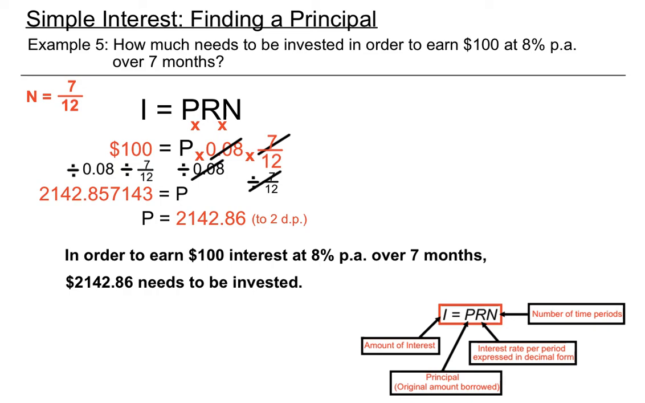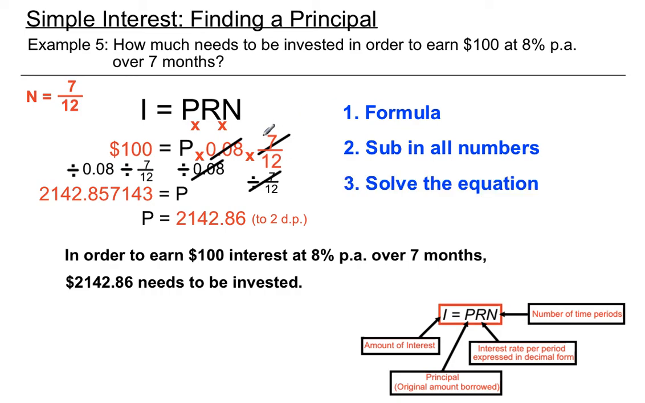Okay, we've had a look at an example where we've found interest, we've found the principal, we've found the interest rate and the number of time periods. So that runs through all the different ways we can do it. Notice the similar pattern to each here. We've got a formula on the first line, we sub in all the numbers we've got from the question, and in the last couple of examples we've had to solve the equation. This bit here is the solving of the equation, whereby we are doing things to both sides in order to get the letter on its own. That's just like the equations chapter.